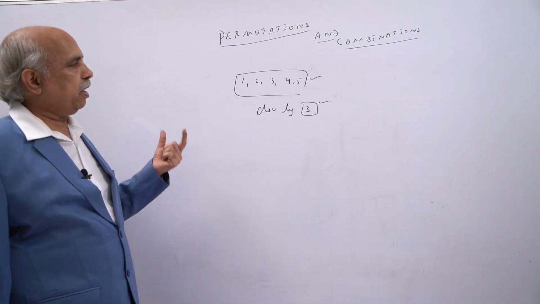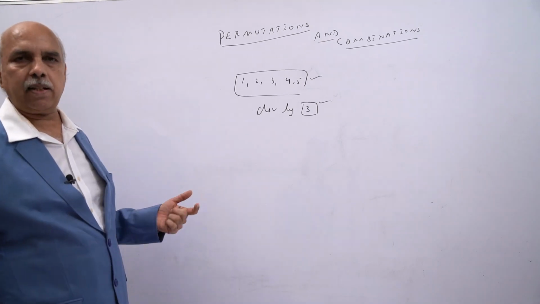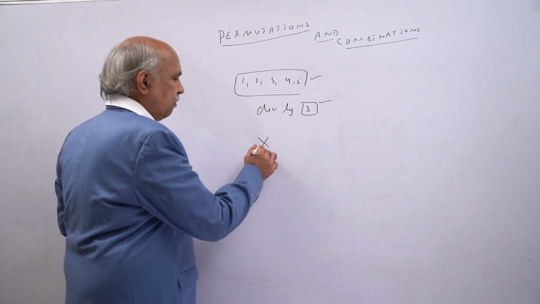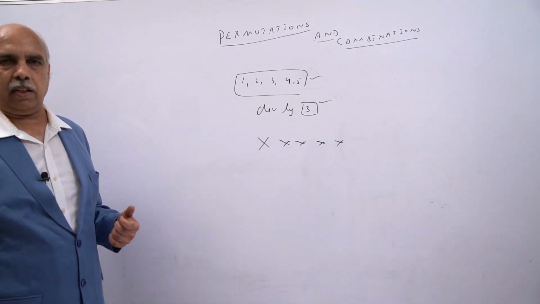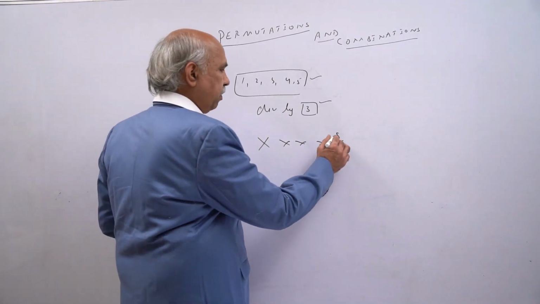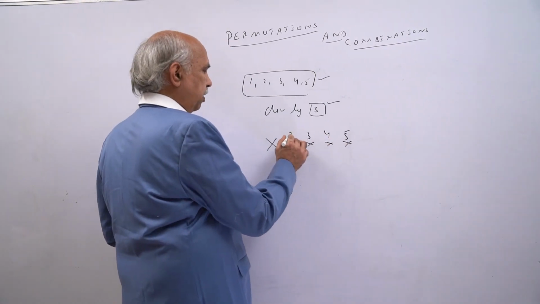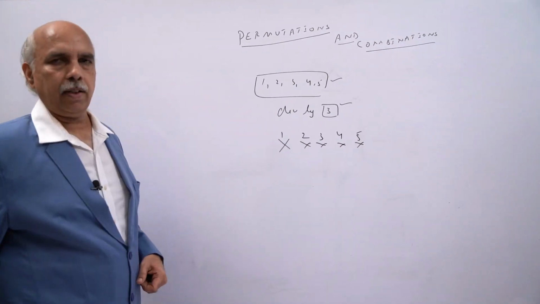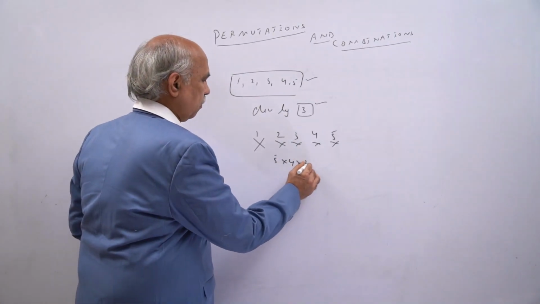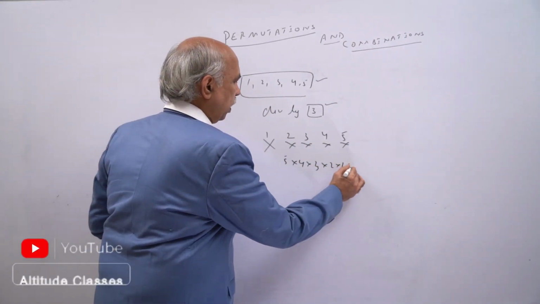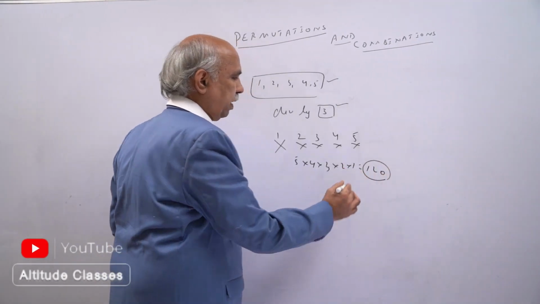So I want how many 5-digit numbers can be formed. Basically, that's the question. Therefore, divisibility by 3 is automatically taken care of because of the numbers which are given to us. So any of the 5, any of the 4, any of the 3, any of the 2, any of the 1. So it will be nothing but 5 into 4 into 3 into 2 into 1. So this is going to be 120.